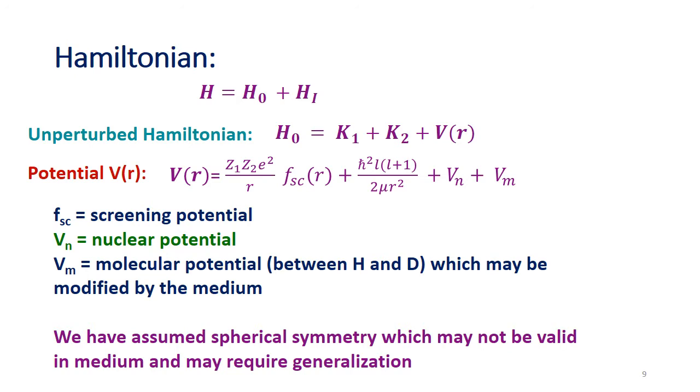In writing down this potential, we have also assumed spherical symmetry, which may not actually be valid in the medium. The medium does not necessarily have spherical symmetry, and it may have some more complicated symmetry structure. In fact, it may not have any symmetry at all if you consider a non-crystalline medium or you fill up the medium with defects. So this may require generalization.